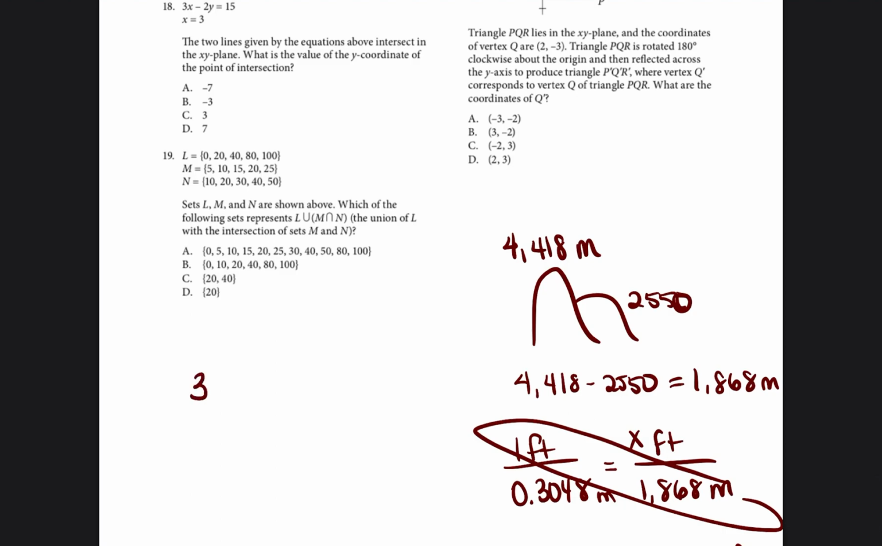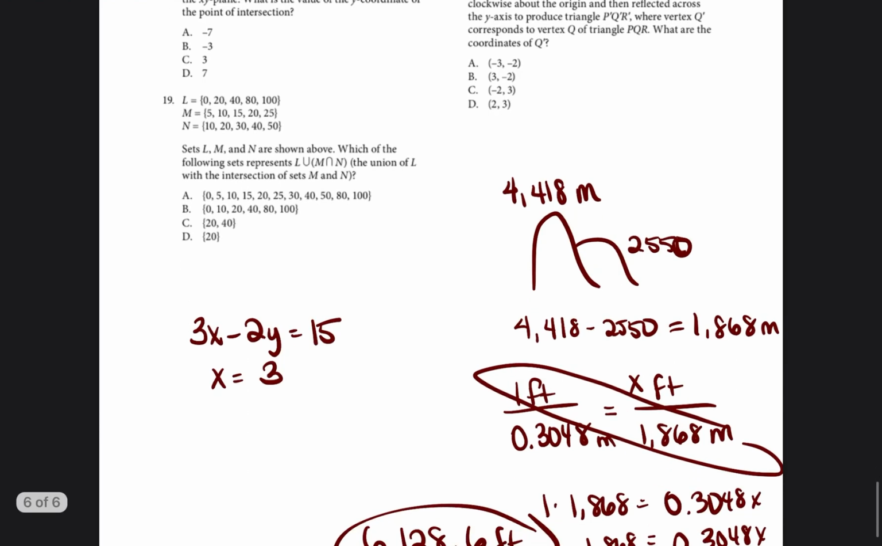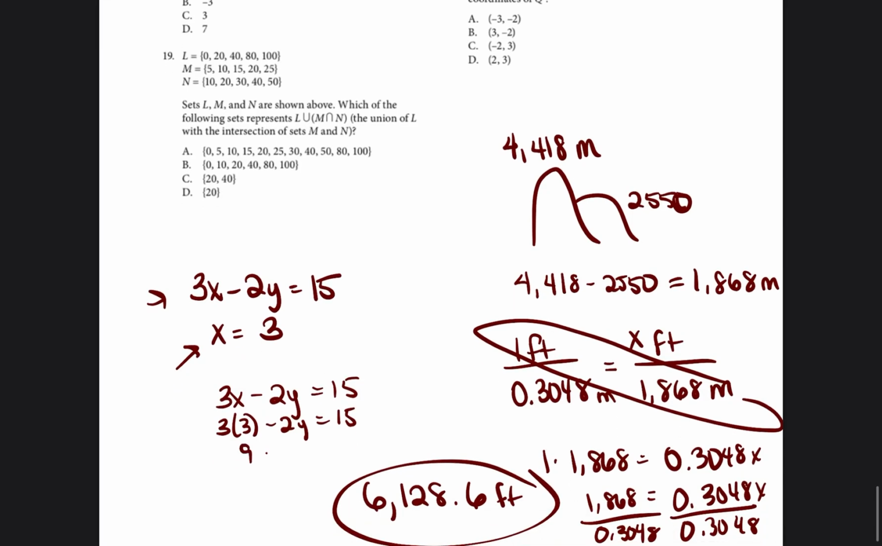So we have two equations, 3x minus 2y equals 15, and then we have x equals 3. Anytime we have two equations with two different variables, x and y, it's solving a system of equations, and we can solve it by substitution. We can put this equation into this one and then solve for y. So 3x minus 2y is equal to 15. We're going to put in 3 for x. 3 times 3 is 9 minus 2y equals 15.